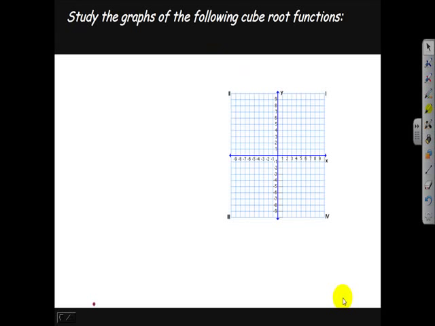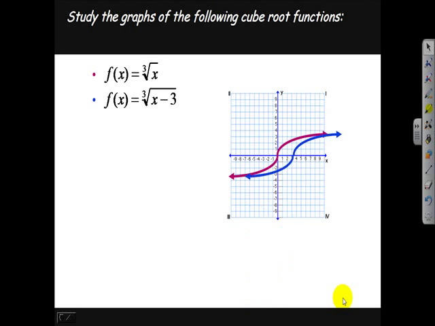Study the graphs of the following cube root functions. So f of x equals cube root x. Remember what that looks like? It's kind of this funny looking thing that snakes through the origin there. And if we subtract 3 on the inside, what should that do? It's going to do the same as all the other graphs that subtract 3 on the inside, the main function part. It's going to go to the right 3.